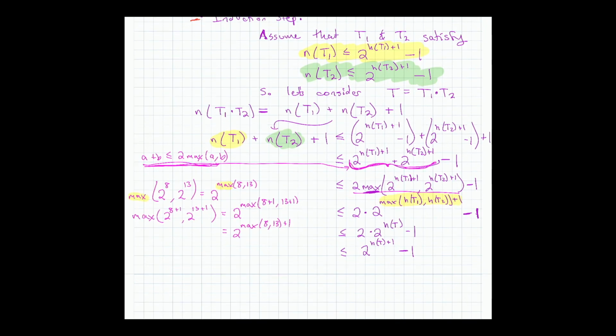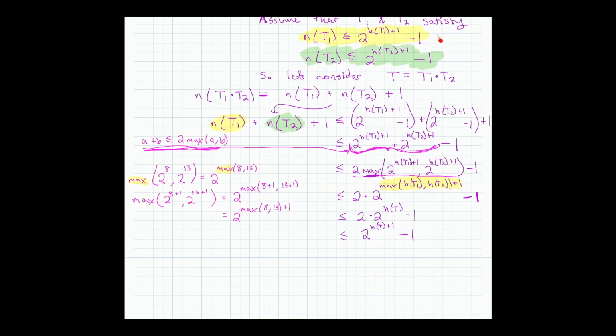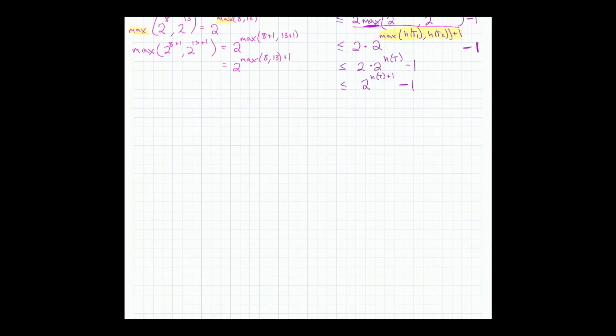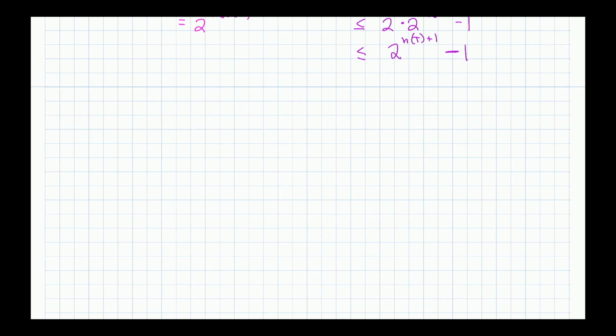Yeah, it is. I mean, these are written for T1 and T2, but right, it was 2 to the height plus 1 minus 1. So that is what we were trying to get to. So that's the end of the recursive step or inductive step.